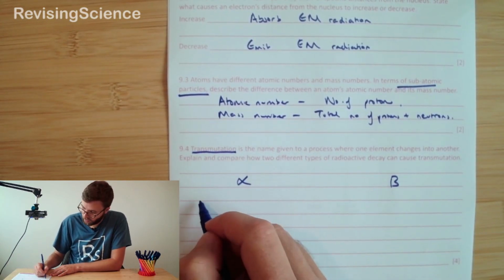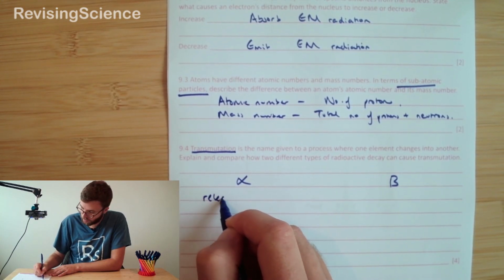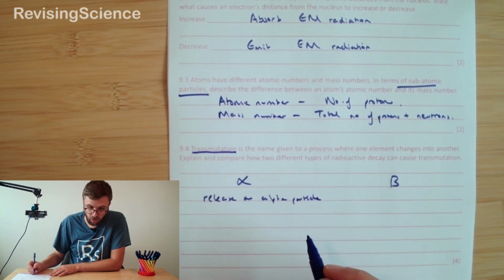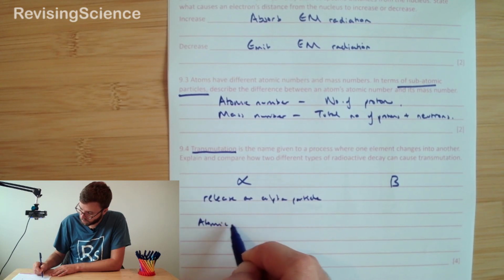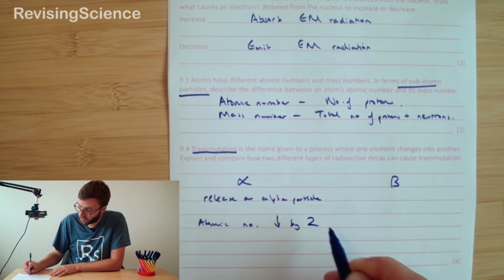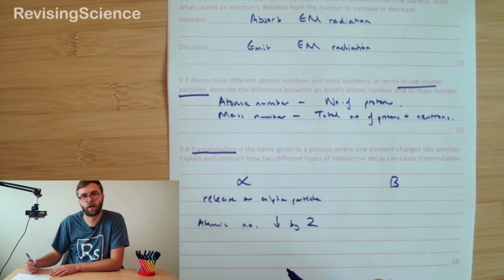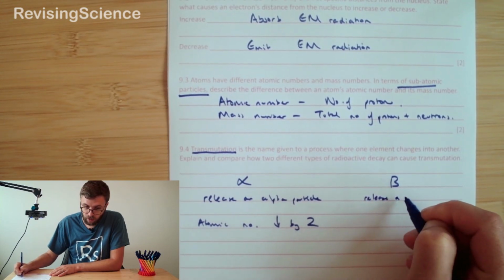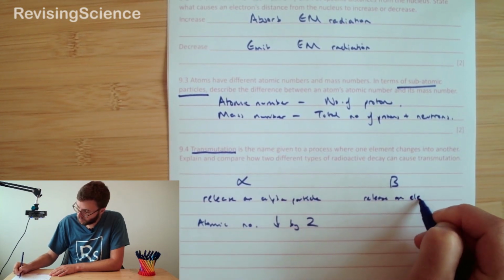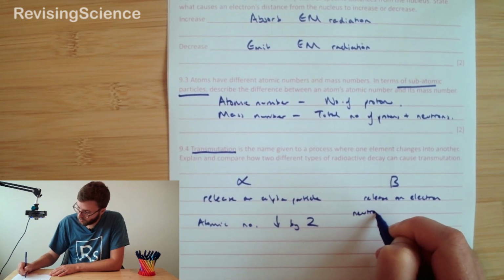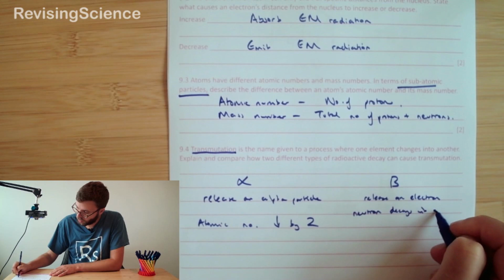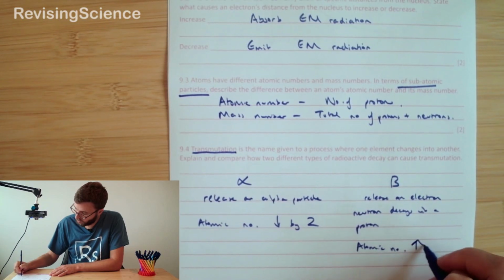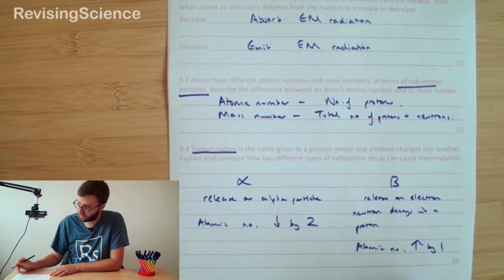So in alpha decay, we release an alpha particle, and releasing an alpha particle causes the atomic number to decrease by 2, because you're releasing 2 protons as part of that helium nuclei. Beta releases an electron, which occurs when a neutron decays into a proton, and therefore the atomic number will increase by 1 because you're producing a proton.